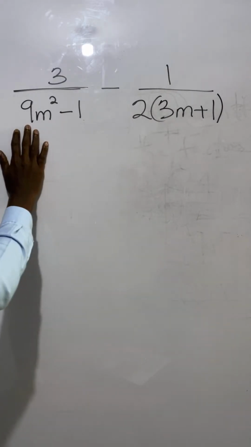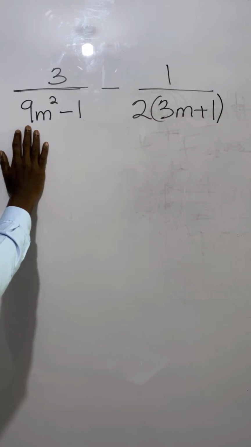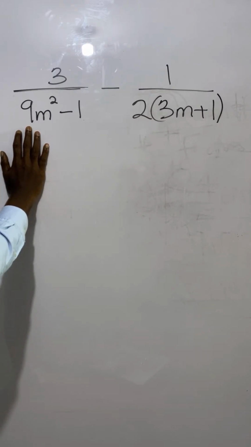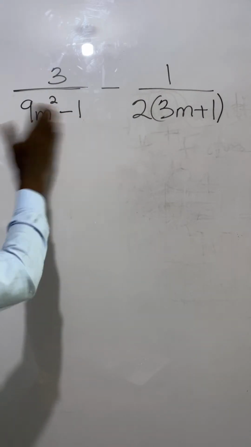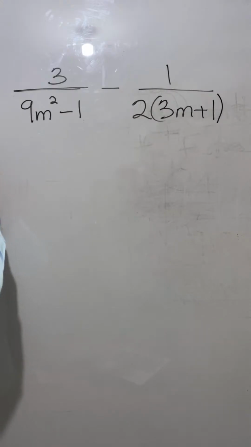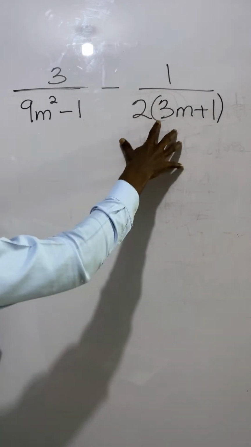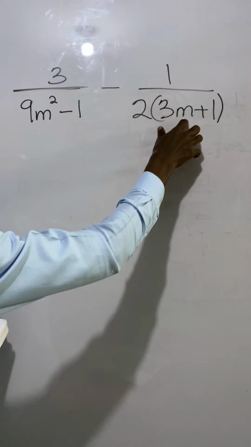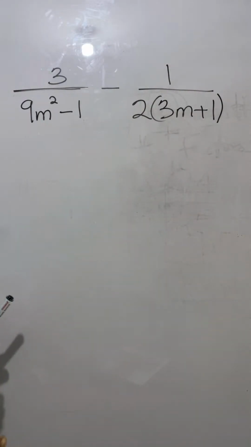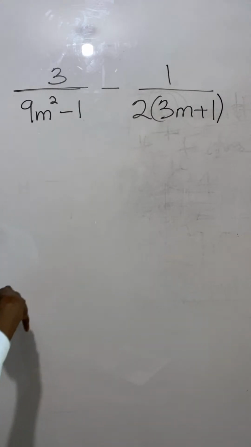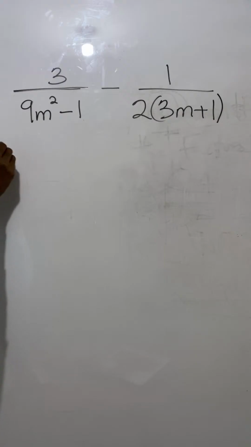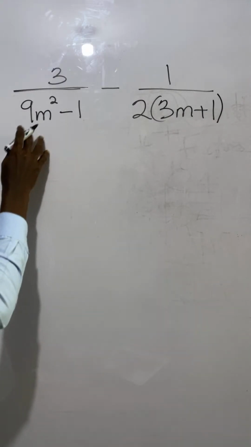So the first thing we have to think of is the denominators. We have the denominators being 9m squared minus 1 for the first fraction, and then 2 into bracket 3m plus 1 for the second fraction. So that's what we'll be working with. But one important step I want to take is this.